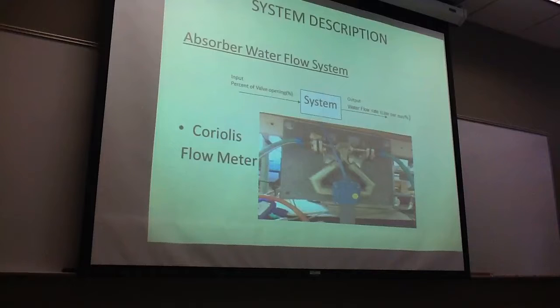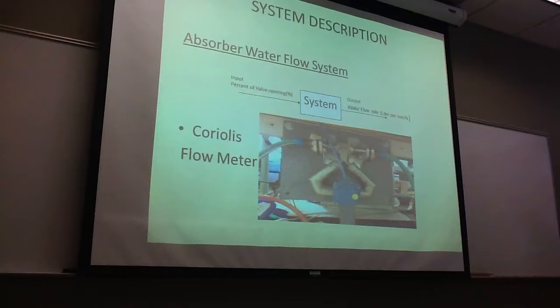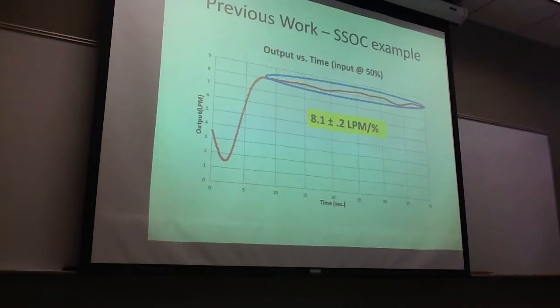So our system is, like I said, the absorber water flow system. The input is the valve opening in percent, and the output is the water flow rate in liters per minute per person. This is our system, and this is what lets us measure the water flow, the flow meter. So we tried our system.